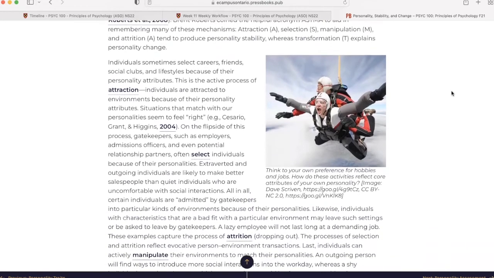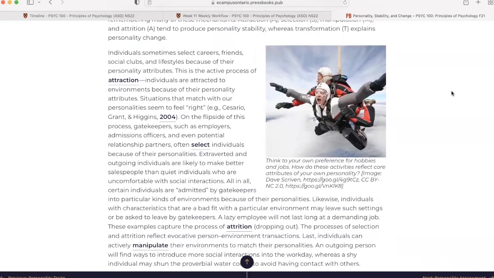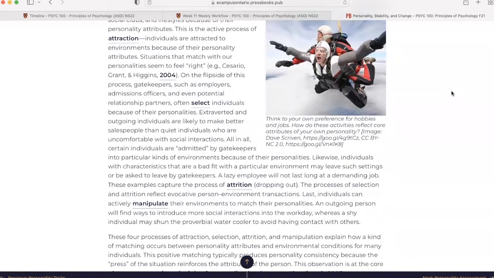Individuals sometimes select careers, friends, social clubs, and lifestyles because of their personality attributes. This is the active process of attraction. Individuals are attracted to environments because of their personality attributes. Situations that match with our personality seem to feel right.